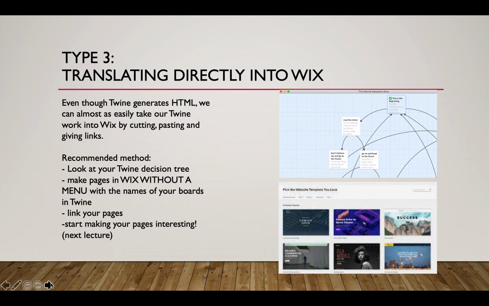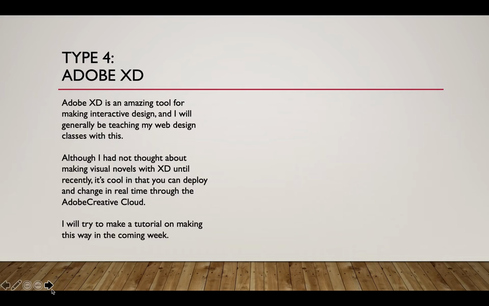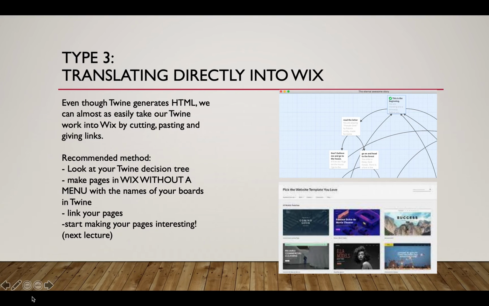So the thing is, make all your pages, cut and paste your stuff from Twine into your Wix pages, link them together. Start making them interesting. If you've been through my web design class, you already know how to do this. This is basically Project 4, just in a different fashion. Not a problem.